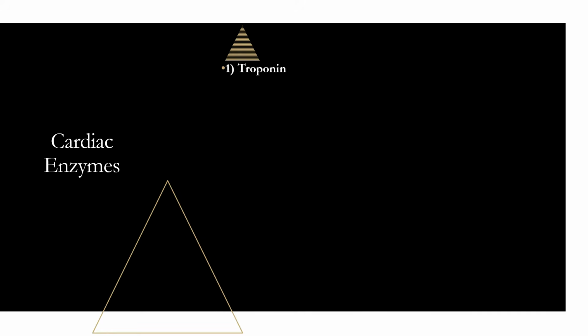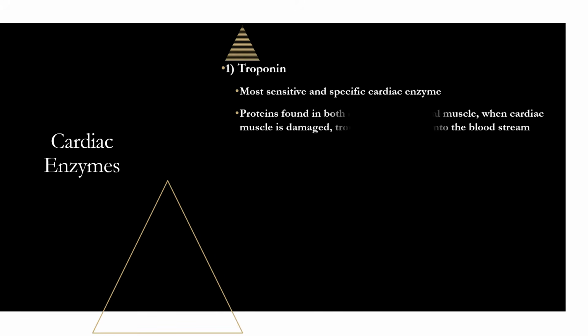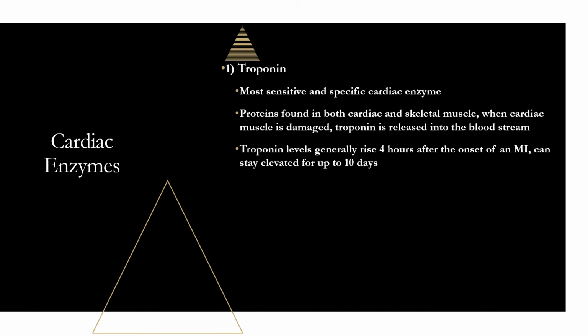I want to go over a little bit about each one. So let's start with the most sensitive and specific cardiac enzyme, the one that you'll see 99% of the time being used, and that's troponin. So troponins are proteins that are found in both cardiac and skeletal muscle, and when the heart's damaged, it releases troponin into the blood. There's a few different types of troponin. You may hear of troponin T and I, even troponin C, but generally it's just troponin T and I that are used because they're more specific to cardiac tissue. Troponin levels will usually rise anywhere around 4 hours after the onset of an acute MI, but they can stay elevated for up to 10 days, which will be important.